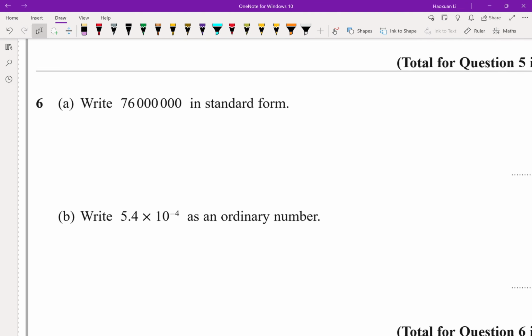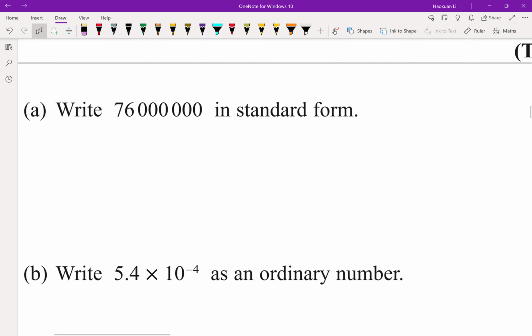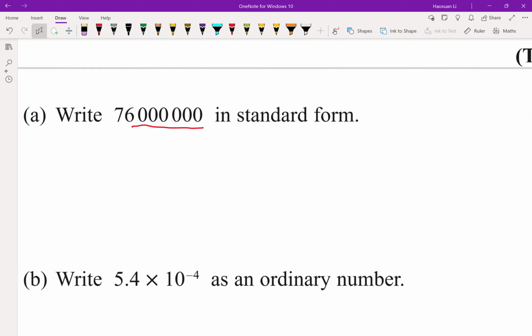Write 76 million in standard form. Bear in mind that standard form has to be only one number at the start, between 1 and 10, and then times it by 10 to the power of something. That will be 7.6 times 10 to the power of 7, because there's 6 zeros and 1 more number there.